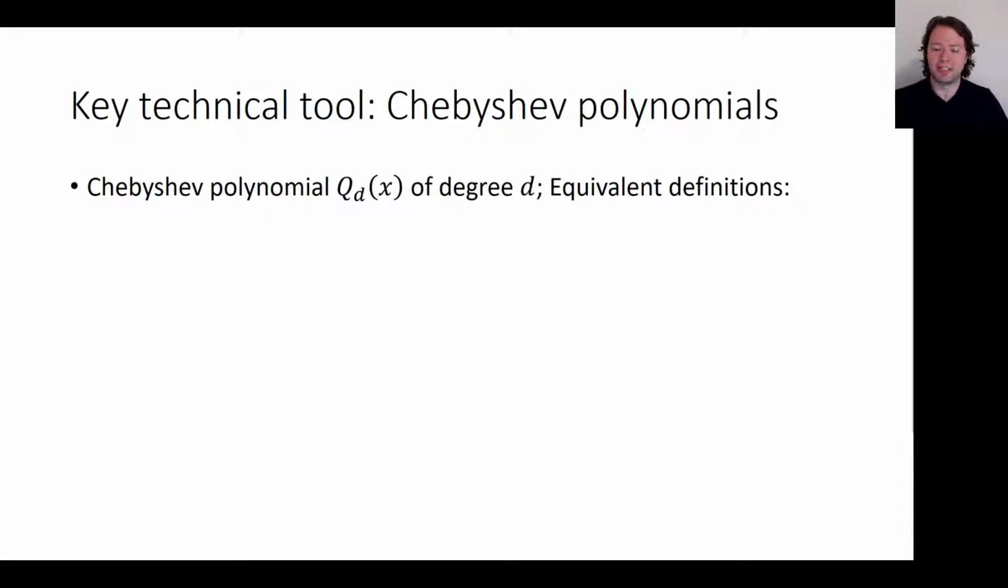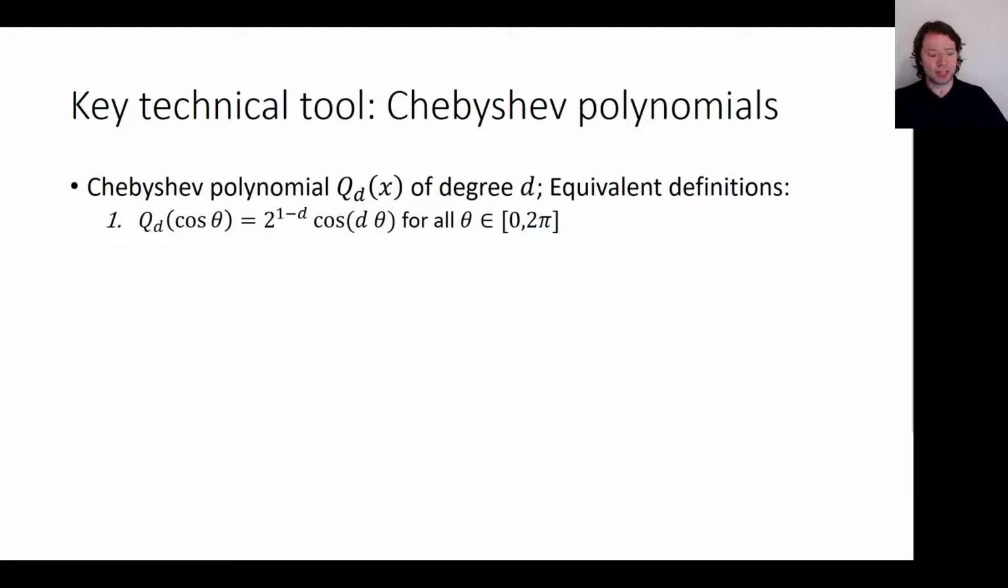It has a lot of equivalent definitions. One nice one is this trigonometric definition: for any angle theta between 0 and 2 pi, you want q sub d evaluated at the cosine of theta to be a rescaled version of the cosine of d times theta.